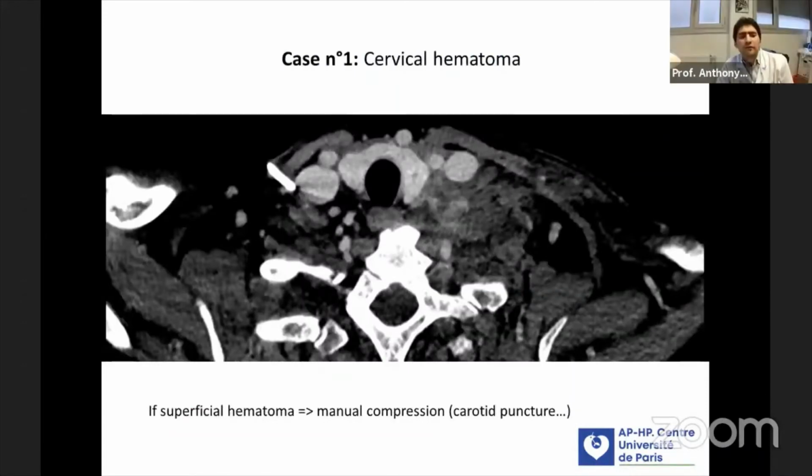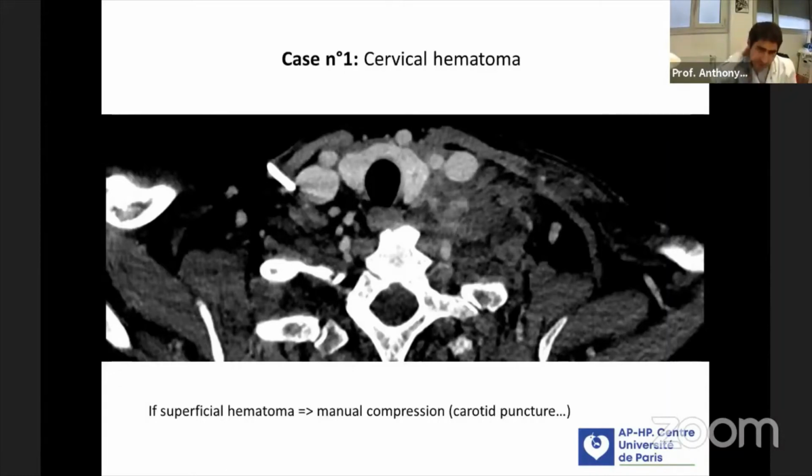So the first and most frequent complication is the cervical hematoma, which may happen especially if you don't use ultrasound guidance to puncture the jugular vein. It can happen because you puncture an arterial vessel by accident, like the carotid, for example, or if the jugular vein is behind the carotid, or if there is another artery in the region. And most of the time, this simple superficial hematoma can be managed just by manual compression.